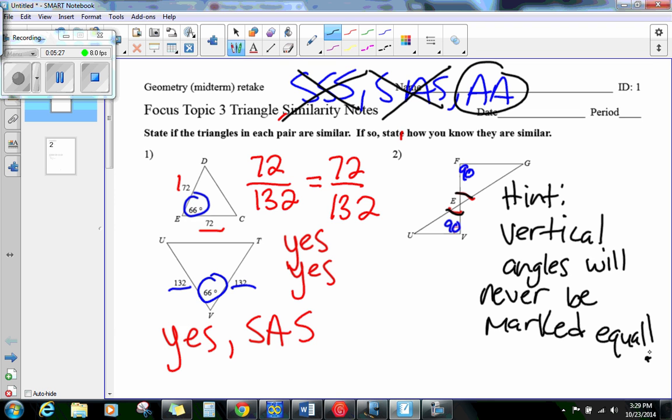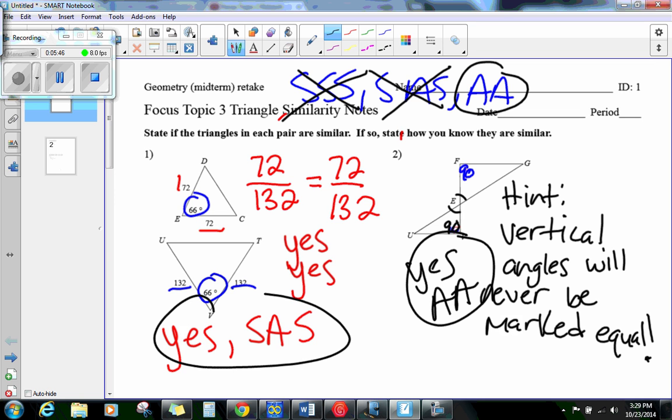A picture, a question is never going to tell you these two angles in the middle are equal. Uh-oh. It's never going to tell you that. You have to know these are vertical angles and that they are actually equal. So because we got a pair of equal angles here, we got a pair of 90-degree angles that are equal, then yes, they're similar because of angle, angle. Circle my first answer there.